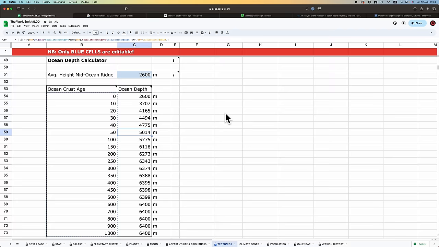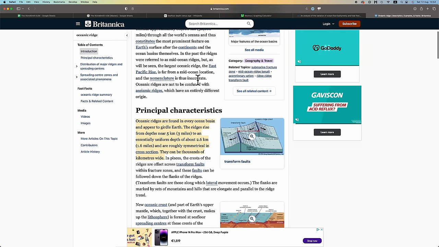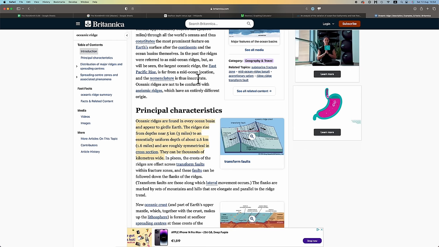Now, at this point, you might be asking, well, what sort of figures can we put in here? In the little notes section here, I said that 2,600 plus or minus 500 is probably a decent range. I am getting this from the Encyclopedia Britannica. I know I'm quoting Encyclopedia, but we're not doing science here, we're doing worldbuilding.